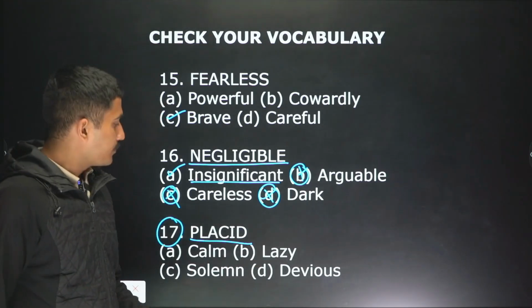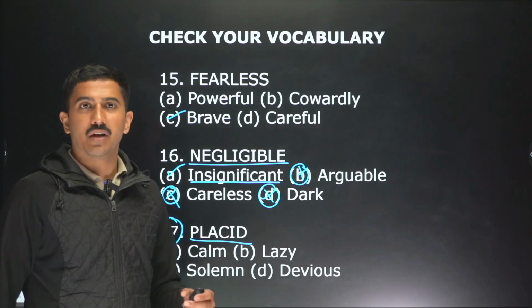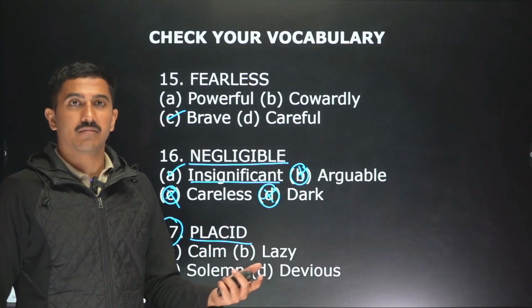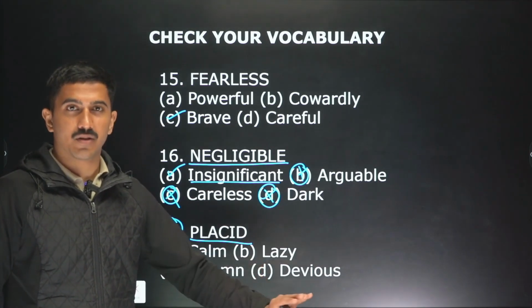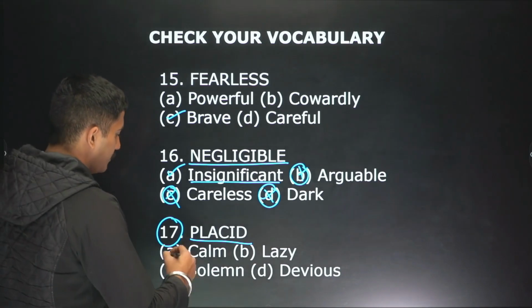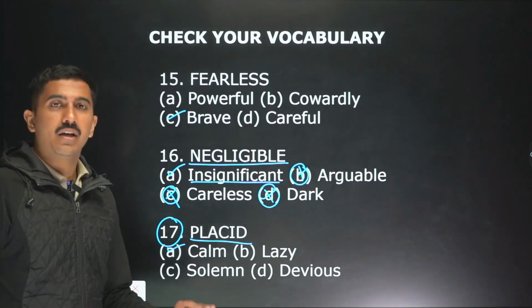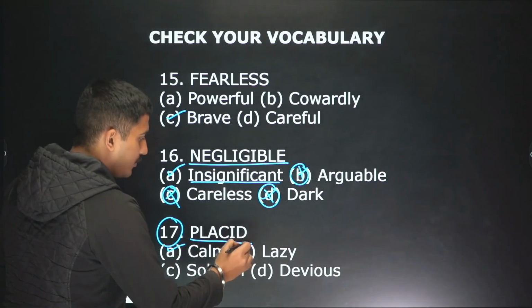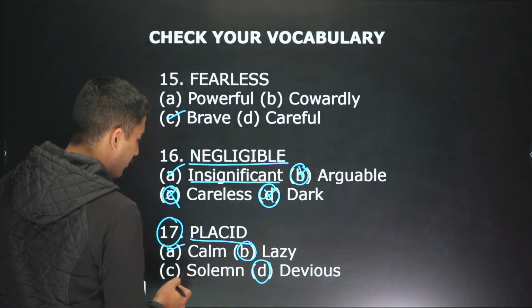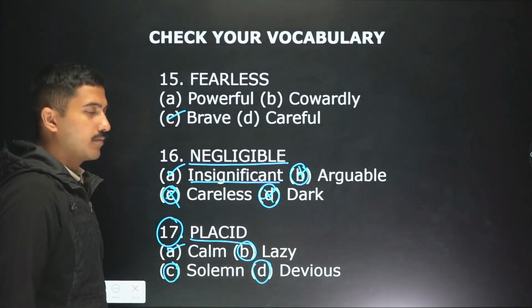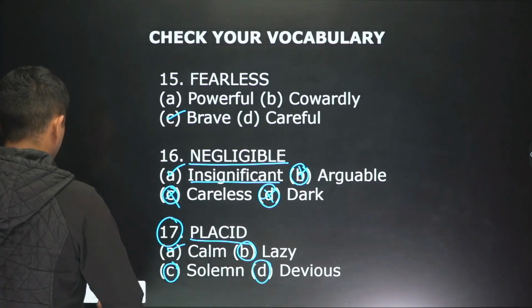Now, the next word we have is placid. What does placid mean? This basically means a person who definitely does not get angry sometimes, or is not sad. He's always in a neutral mood. What is he? He's calm, right? He's a calm person. Definitely does not mean he's lazy, definitely does not mean he's delicious, definitely does not mean he's solemn. Clear? All right.